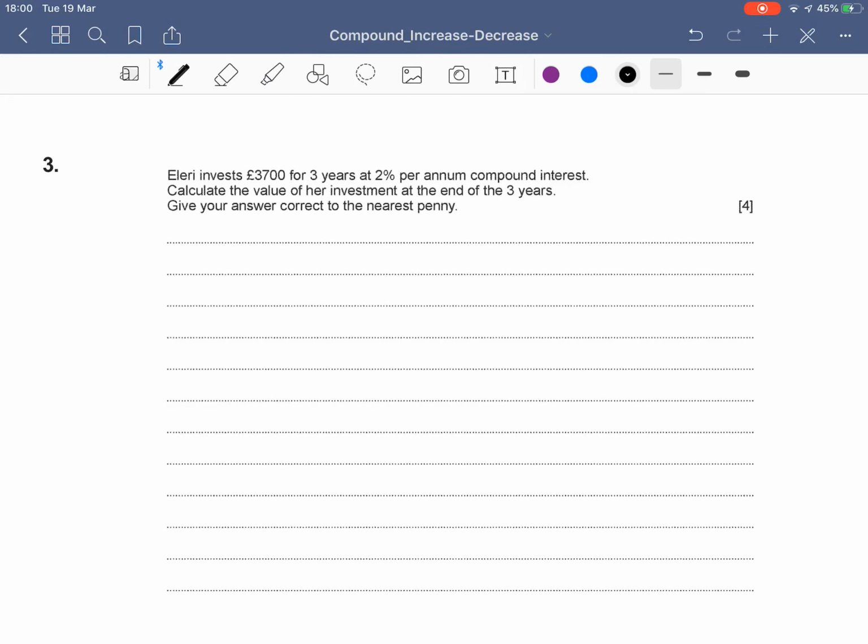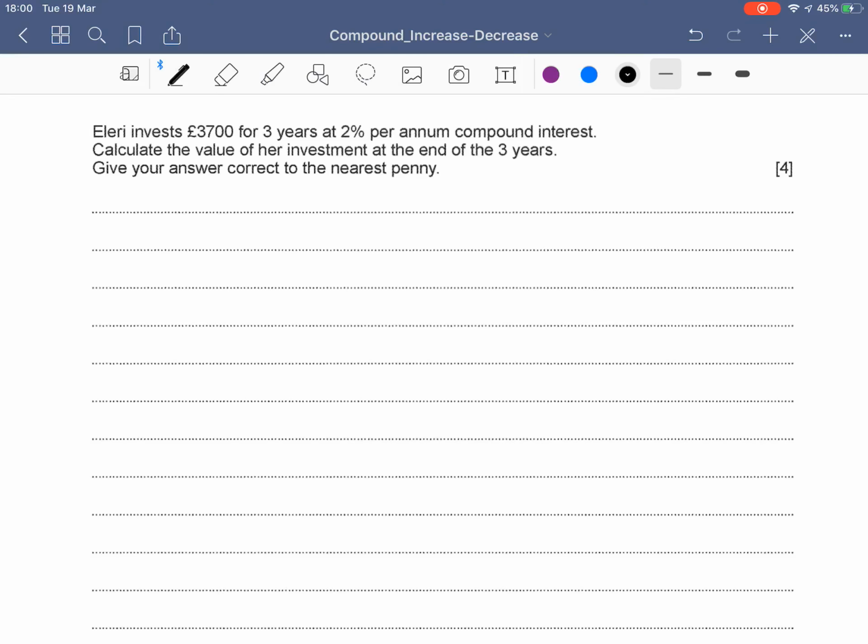Next one. Illyri invests £3,700 for 3 years at 2% per annum compound interest. So we've got to calculate the value of her investment at the end of the 3 years. So again, always start with that 100% of her money. So it's add in interest of 2% each year. So therefore she'll be left with 102% each year. So that's 1.02 as a decimal.